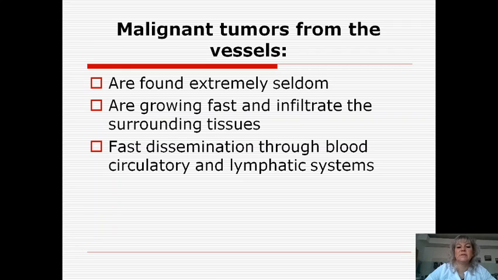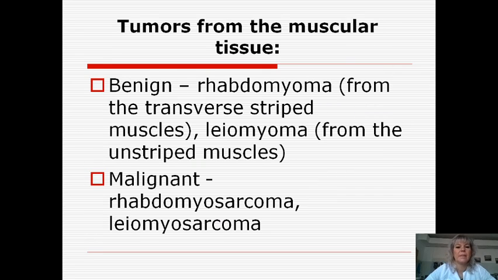Malignant tumors from the vessels are found extremely seldom, are growing fast and infiltrate the surrounding tissues. Fast dissemination through blood, circulatory and lymphatic systems. The next information is about tumors from the muscle tissue. Benign: rhabdomyoma from the transverse striate muscles, leiomyoma from the unstriped muscles; and malignant: rhabdomyosarcoma and leiomyosarcoma.